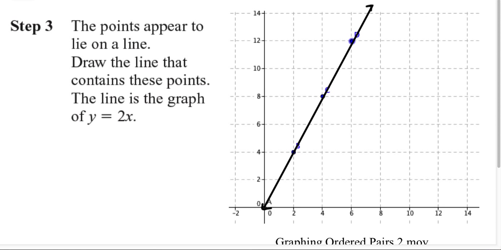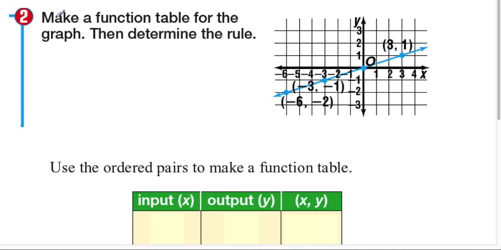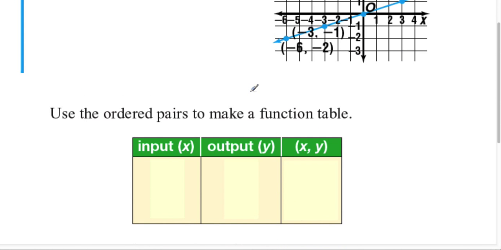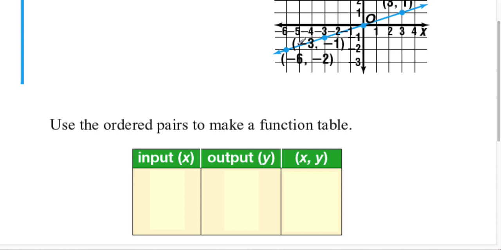Okay, let's take a look at example number 3. You want to make a function table for the graph and determine the rule. So in this particular example, you are given the graph of a function. You want to create a function table and determine the rule that applies to that particular line. So use the ordered pairs to make a function table. We will use the points that you see here and put them on our function table.